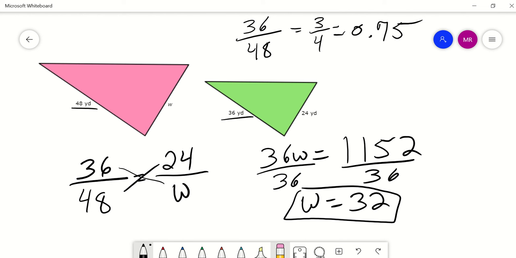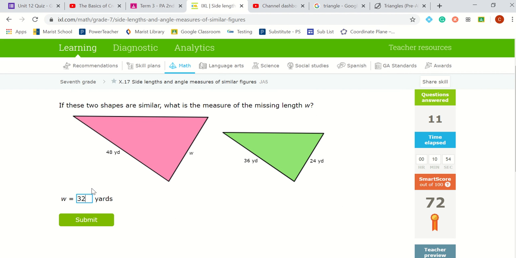0.75. So 48 multiplied by 0.75 is 36, and 32 here, right? 32 multiplied by 0.75 is 24. But anyway, W is 32. W is 32.